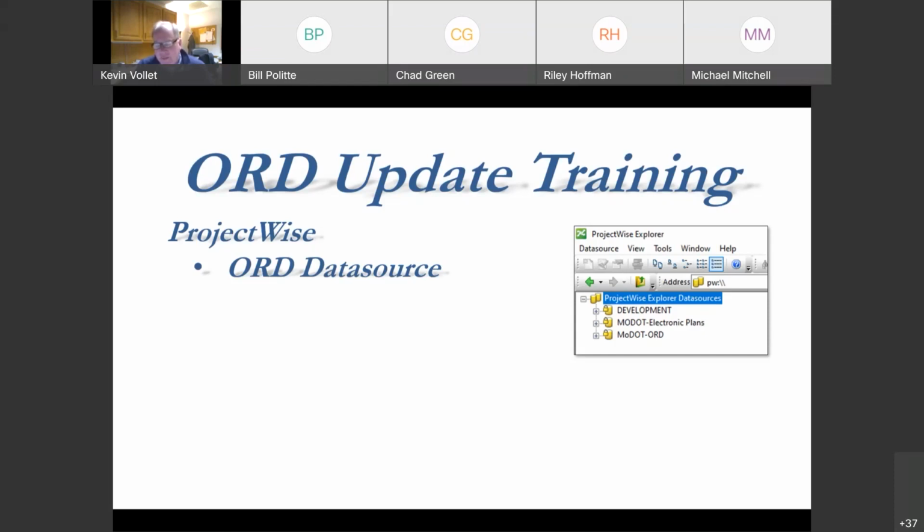took a screen capture. We've got a development data source that we use here in CADD. The MoDOT electronic plans is the SS10, the one that you currently use for SS10 plan production. And then when we get you closer to the training date, Chris will allow access for you to actually be able to see the MoDOT ORD data source. So we'll talk about the data source.